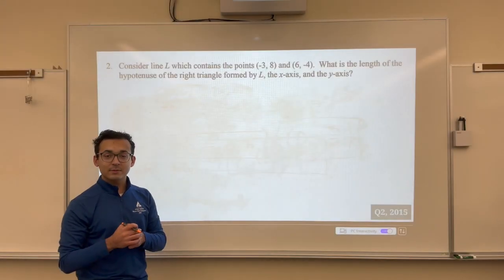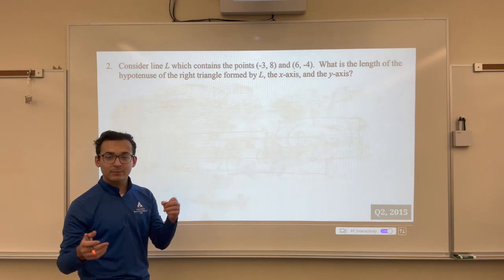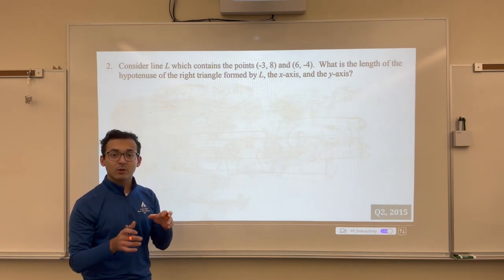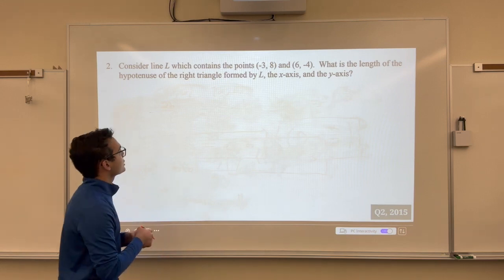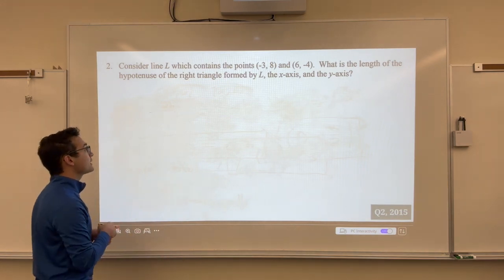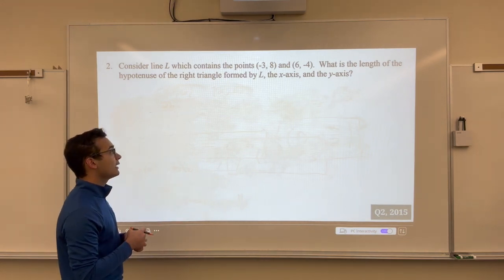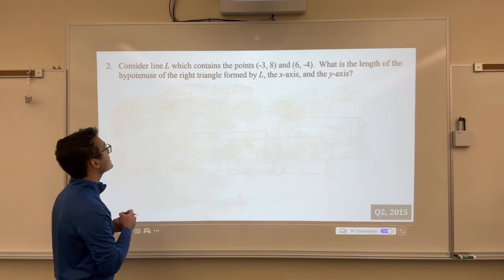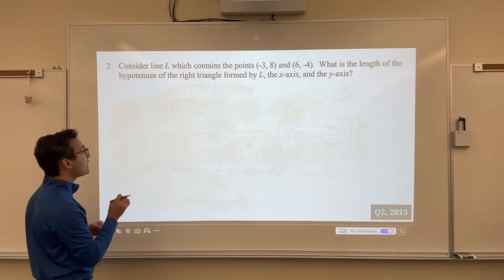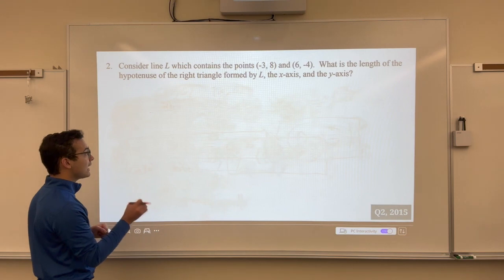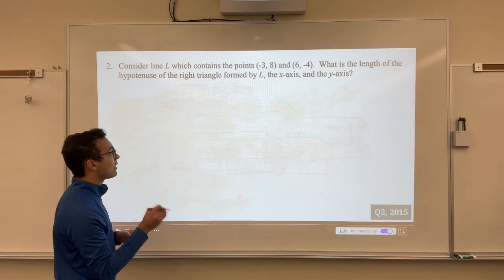Alright, so this problem is kind of a y-intercept and x-intercept problem, but there is a little bit more going on here, so we do have to pay close attention. Consider line L, which contains the points (-3, 8) and (6, -4). What is the length of the hypotenuse of the right triangle formed by L, the x-axis, and the y-axis?